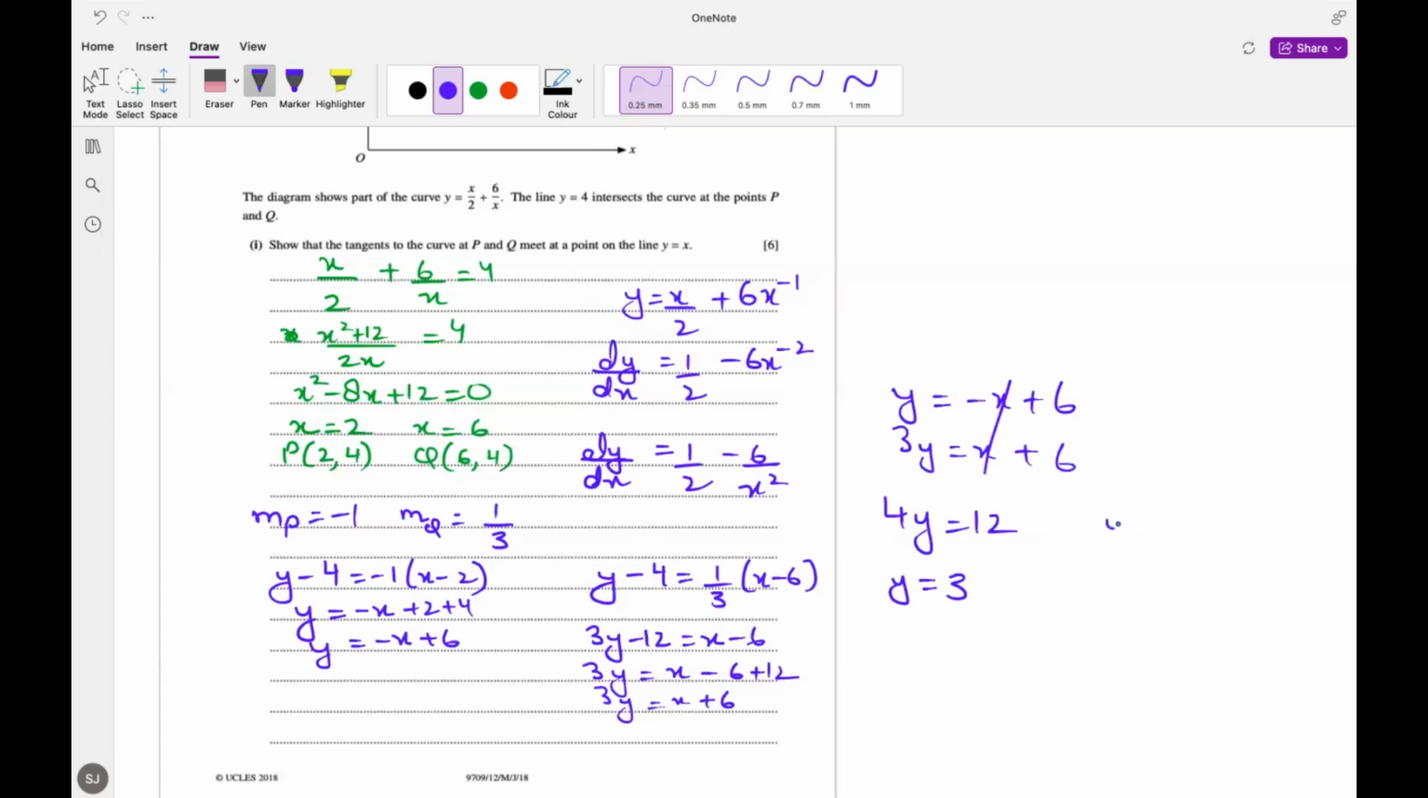To find the value of x, we'll use the first equation, y equals minus x plus 6. We'll substitute y equals 3 over here, so x will be equal to 6 minus 3. So the value of x will also be 3. As the point of intersection has x and y values 3 comma 3, we can say that the tangents to the curve at the points P and Q meet at a point on the line y equals x, as the coordinates of y and x are equal.